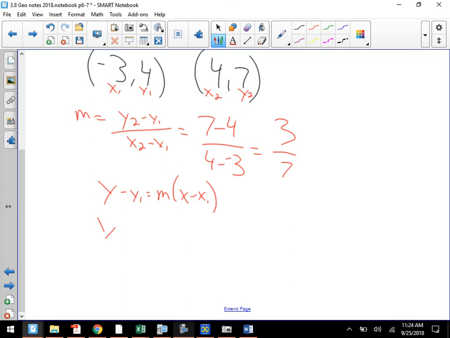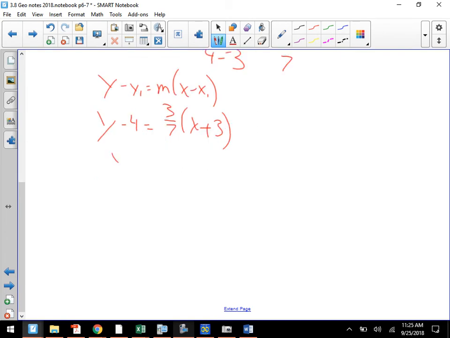Okay, so if we have y, we'll use the first set. Y minus 4 is 3 sevenths x plus 3. And why did I write it as plus 3? Again, don't freak out because you've got fractions. It's no big deal. Press the button in the calculator, multiply across, you'll be fine.